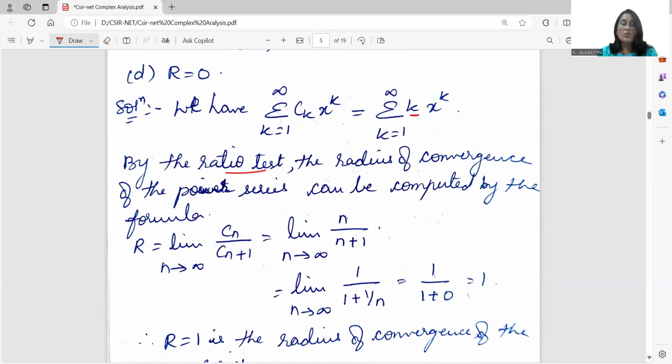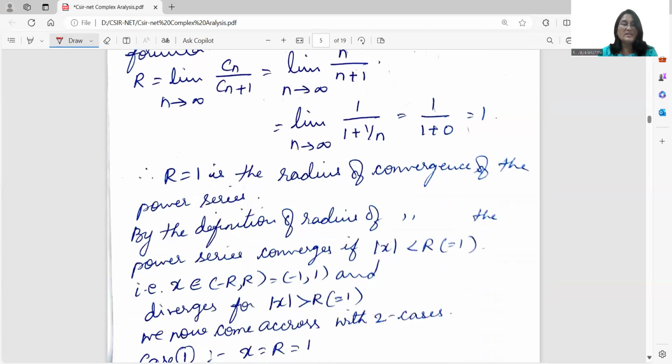And this 1 over n is equal to 0, because n is tending to infinity. So therefore, this is 1 by 1 plus 0, and this is equal to 1. Hence, R equals 1 is the radius of convergence of the power series.